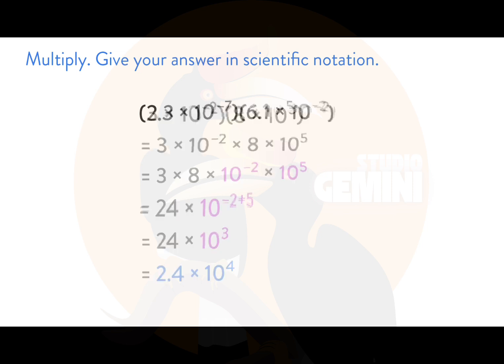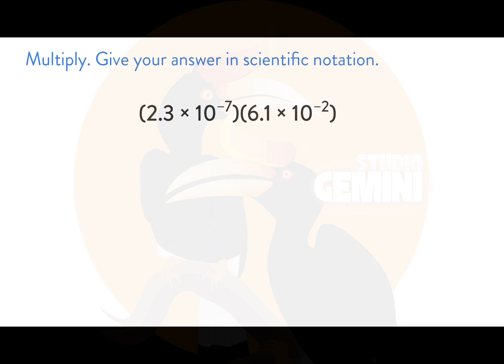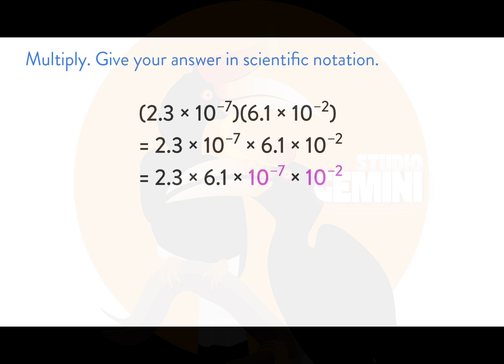Let's do one more. Here we have 2.3 times 10 to the power of negative 7 times 6.1 times 10 to the power of negative 2. Let's drop the parentheses and use the commutative property. 2.3 times 6.1 is 14.03. And 10 to the power of negative 7 times 10 to the power of negative 2 is 10 to the power of negative 7 plus negative 2, which is 10 to the power of negative 9.